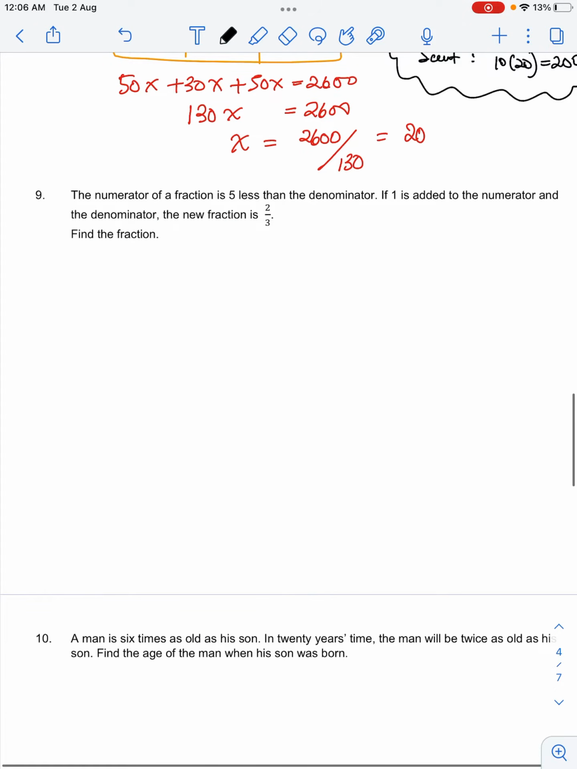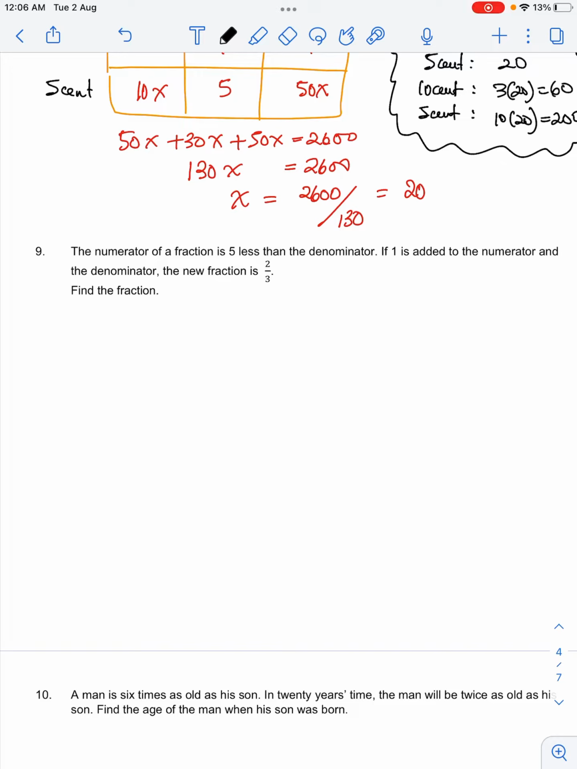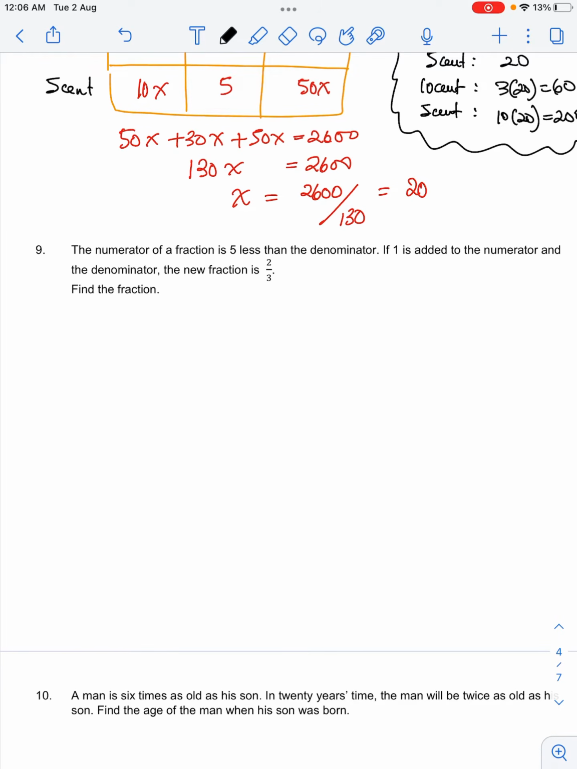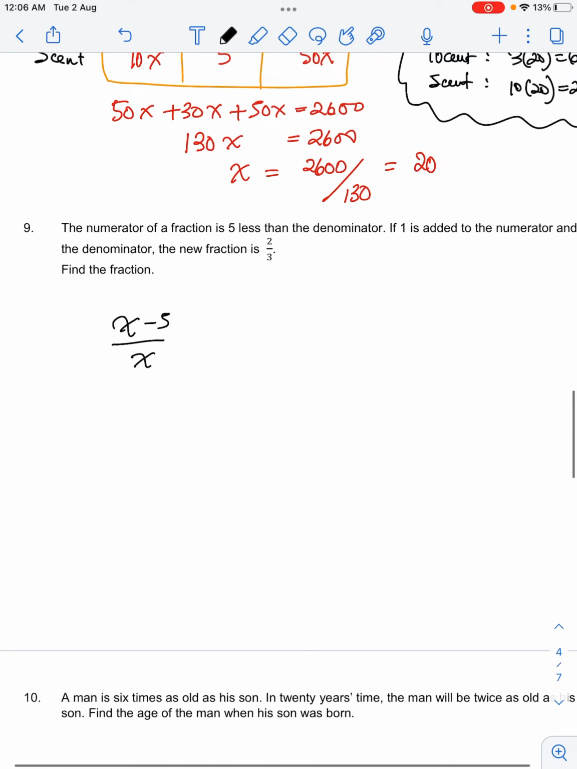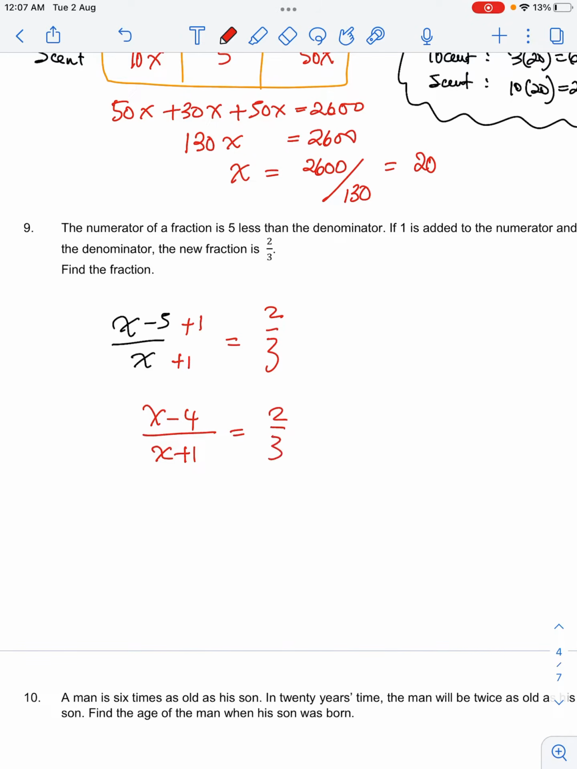Okay, that brings me to question 9. The numerator of a fraction. This is another very interesting question. It's 5 less than the denominator. So let's say the numerator of a fraction is 5 less, so we're going to say x minus 5 over x. And then we are told that if 1 is added to the numerator, you're going to get 2 over 3. So that leaves you with x minus 4 over x plus 1 equals 2/3.